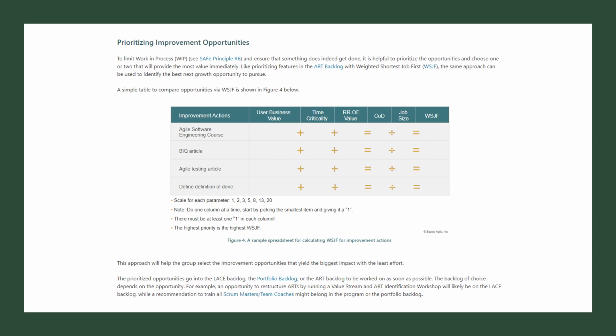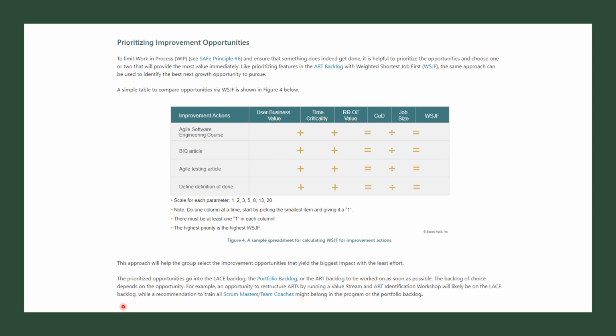To limit WIP and ensure that something does indeed get done, it is helpful to prioritize the opportunities and choose the one or two that will provide the most value immediately. Like prioritizing features in the ART backlog with weighted shortest job first, the same approach can be used to identify the best next growth opportunity to pursue. The picture you are seeing is a simple table, a sample spreadsheet for calculating WSJF for improvement actions. This approach will help the group select the improvement opportunities that yield the biggest impact with the least effort.